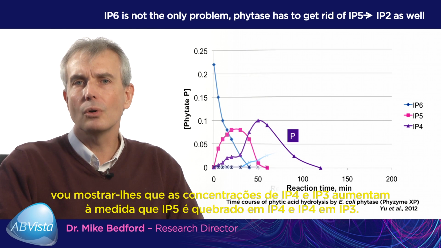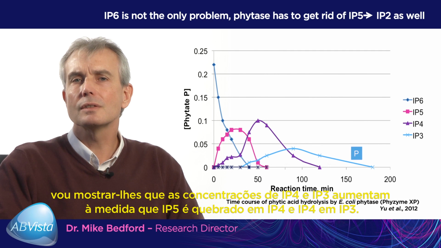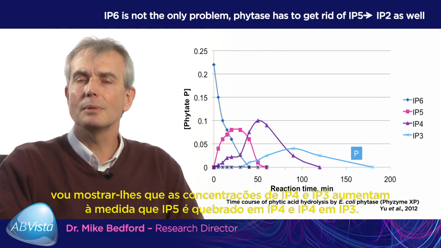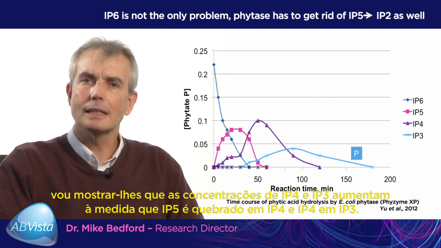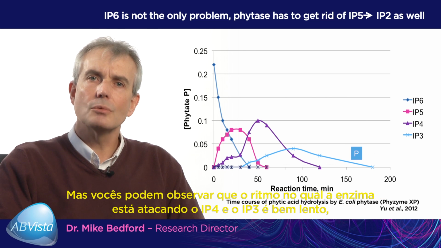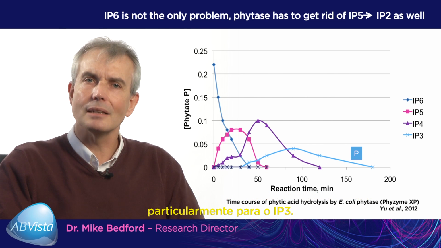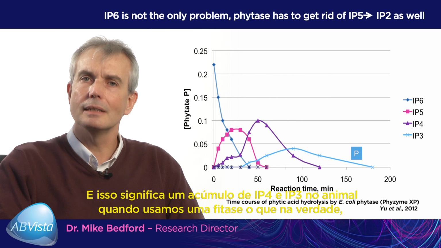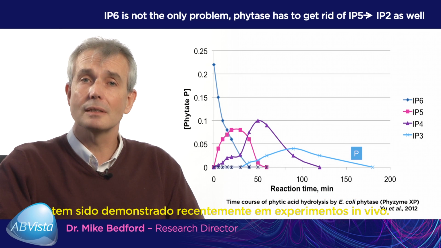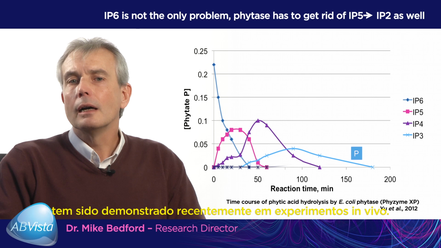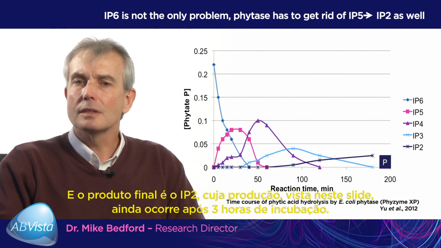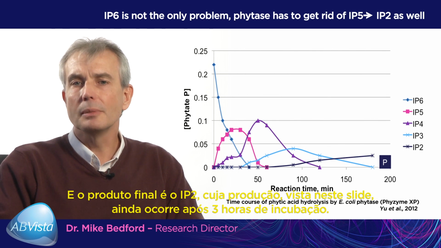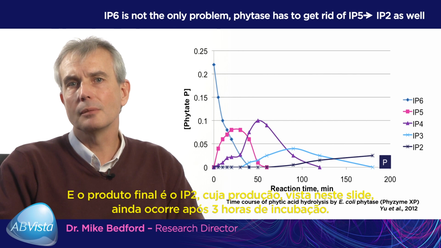You can see the IP4 and IP3 concentrations rise as IP5 is broken into IP4 and IP4 is broken down into IP3. But you can see the rate at which the enzyme is attacking IP4 and IP3 is quite slow, particularly for IP3. And that means that you see a build-up of IP4 and IP3 when we use a phytase in the animal. And that's actually just been shown recently in vivo experiments. And the final product is IP2, which you can see being produced in this set of visuals, is still being produced even after 3 hours of incubation.